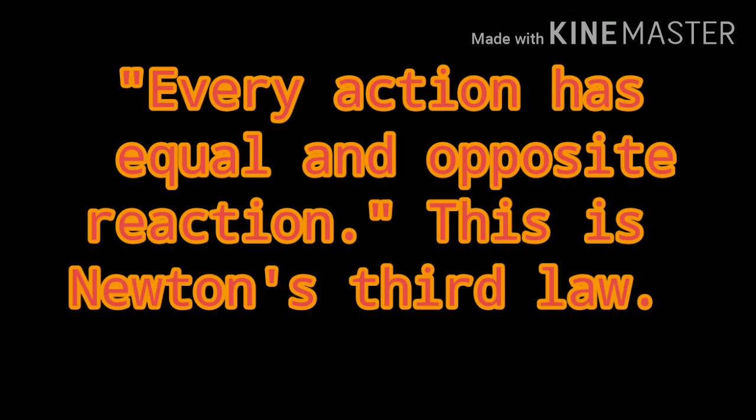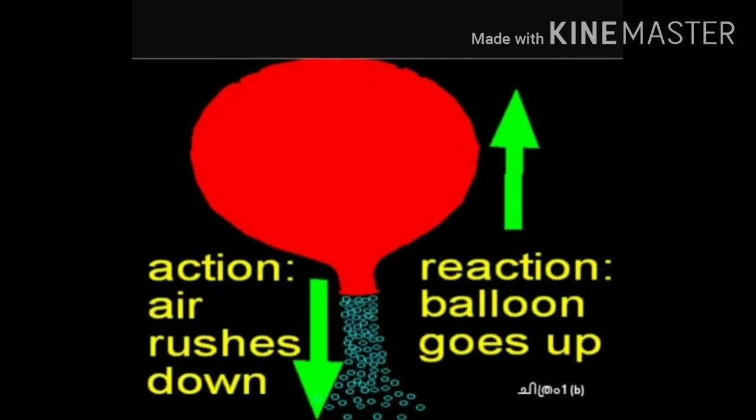Then we can take some examples to demonstrate Newton's third law effectively. Can we go to the examples? First of all, we take an example of a balloon which is blown. When the air in the balloon rushes down, the reaction is that the balloon goes up. First comes the action, which is the rushing down of the air, and because of that action, the balloon goes up. This is what we call the action-reaction pair.